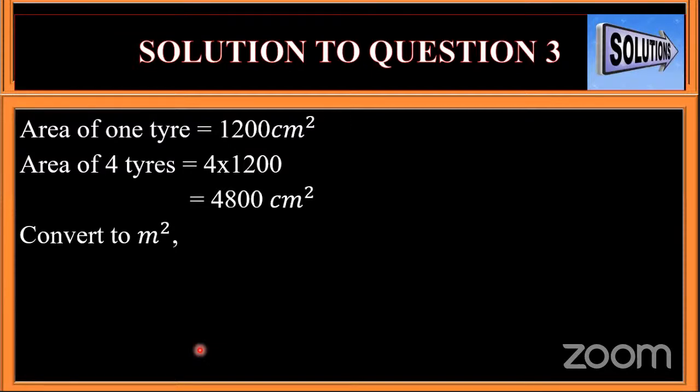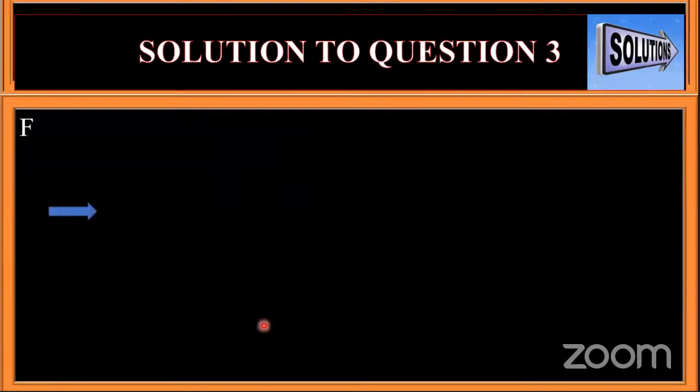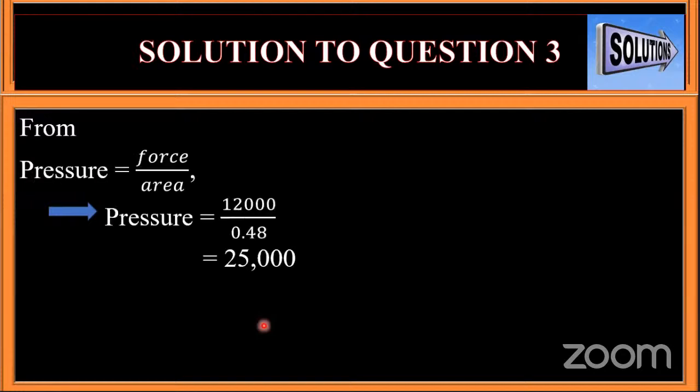Good. Let's convert. We divide that one by 10,000. So we shall have 4800 times 1 divided by 10,000. Don't mind about the steps. So we say now pressure equals force over area. So that means that our force was 12,000 divided by area, which was 0.48. So it gives us 25,000 newtons per meter squared.